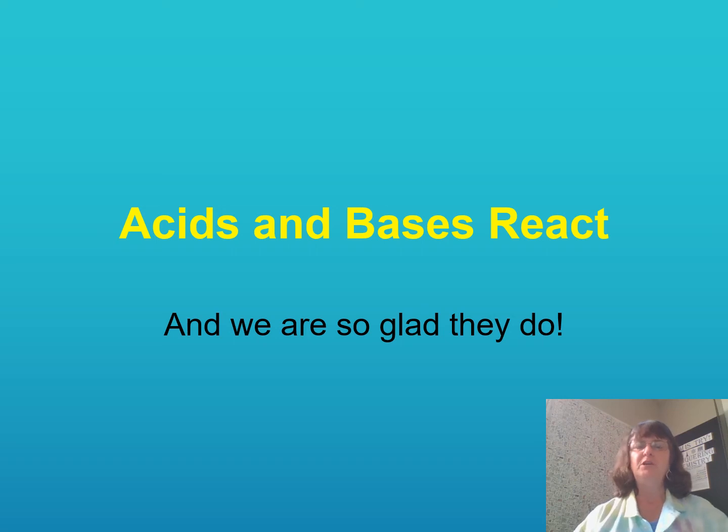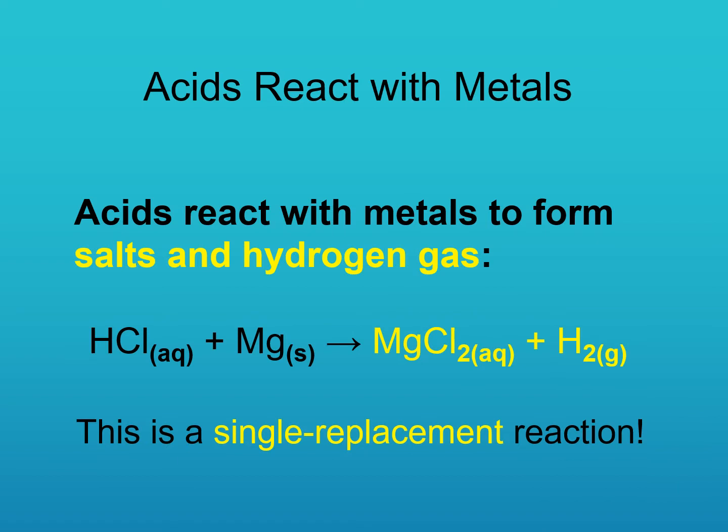In this video, we are going to talk about how acids and bases react with each other and what products they produce. And because we know that, we can actually make predictions about what happens. All right, so the first thing we're going to talk about is acids reacting with metals.